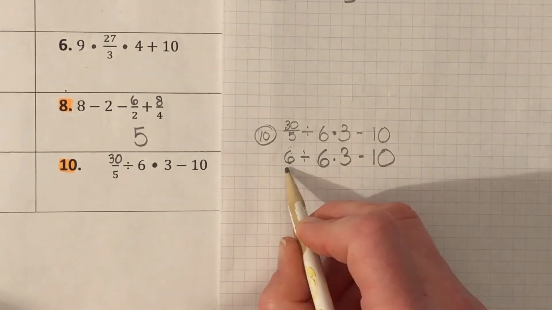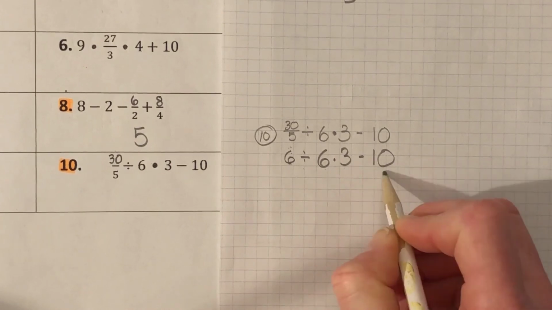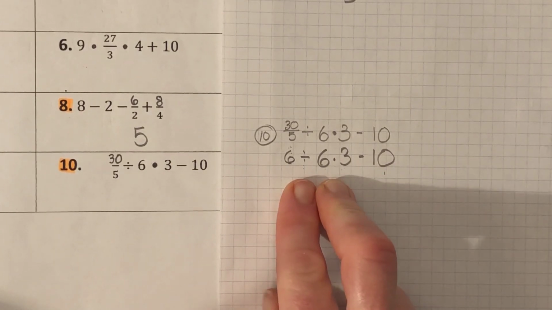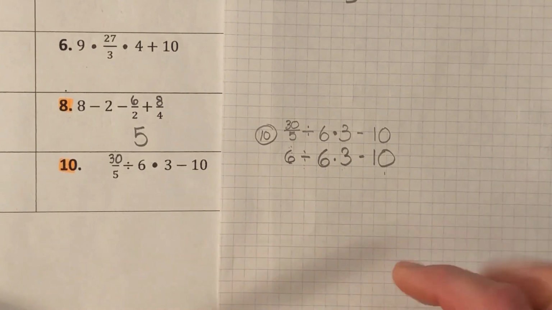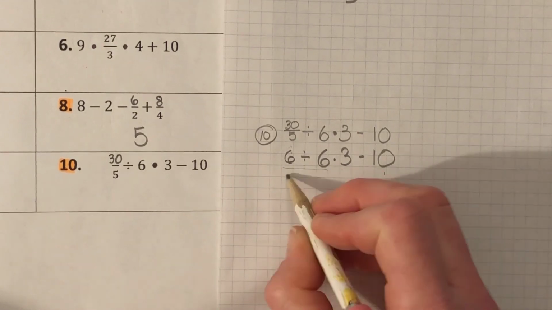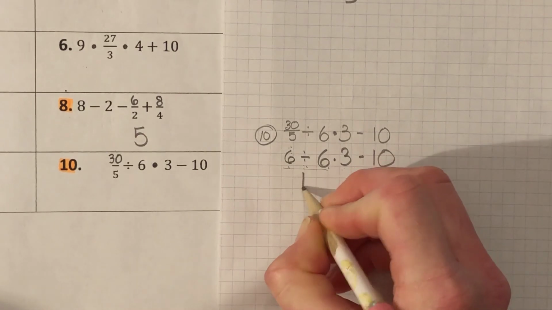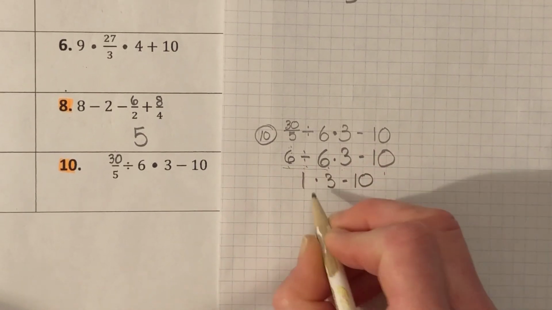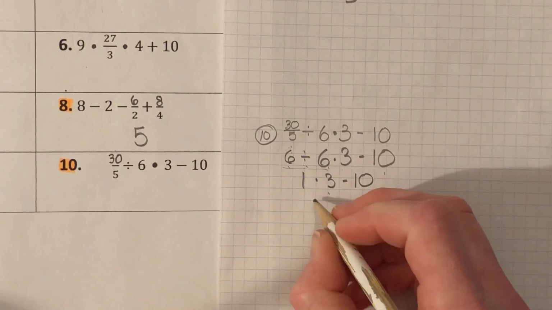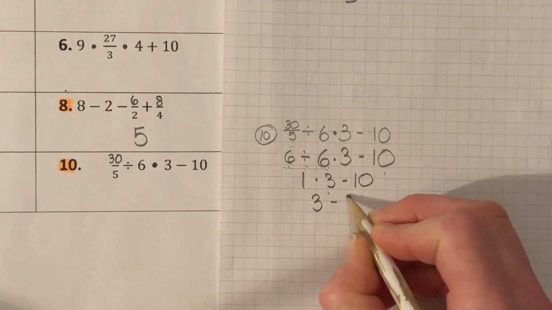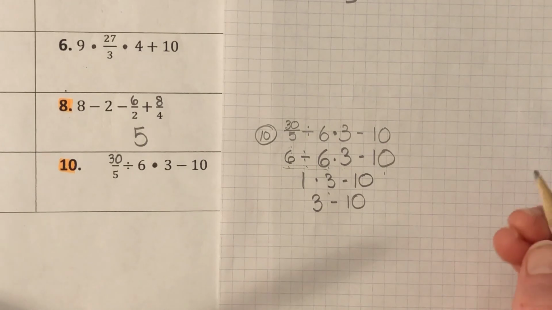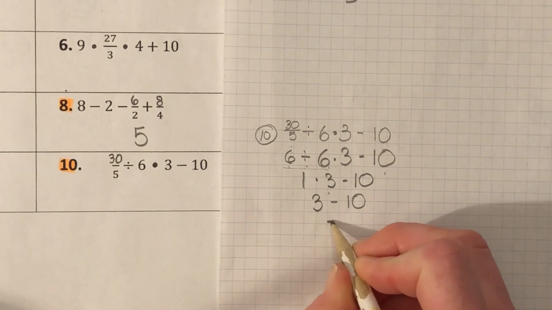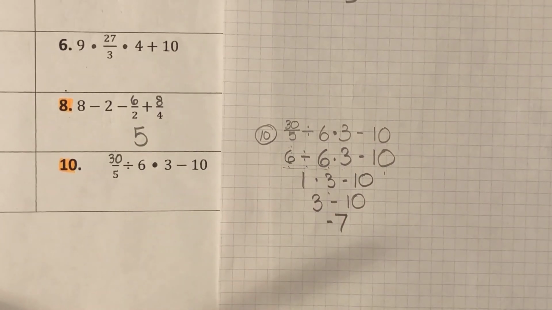So we have 6 divided by 6 times 3 minus 10. Division and multiplication come first, and because they're on the same level, we go left to right. So we do this first. 6 divided by 6 is 1. 1 times 3 minus 10. Obviously, 1 times 3 first. 3 minus 10. We can't do that. Oh, wait. We have negatives. Thank goodness for negative numbers. -7.